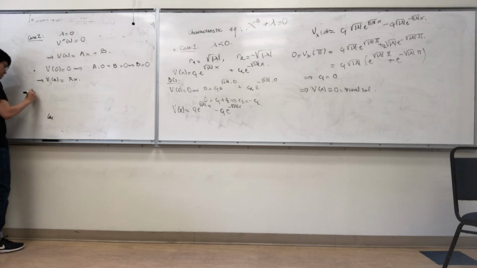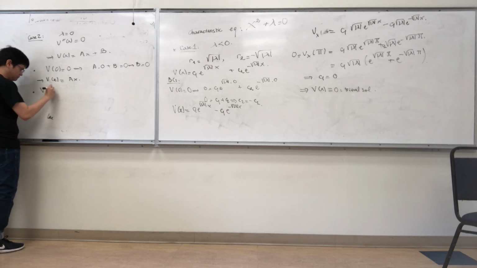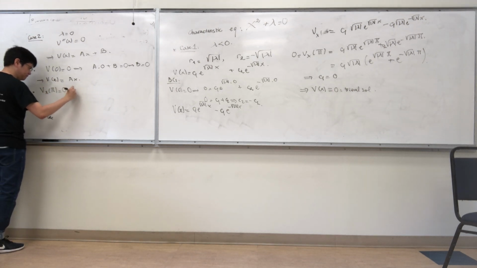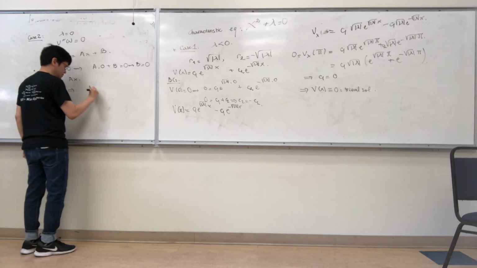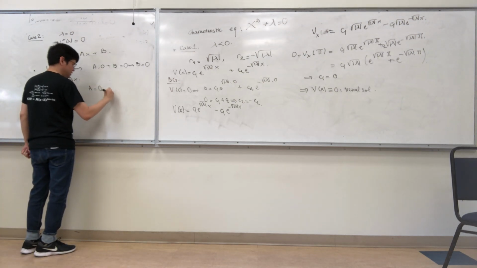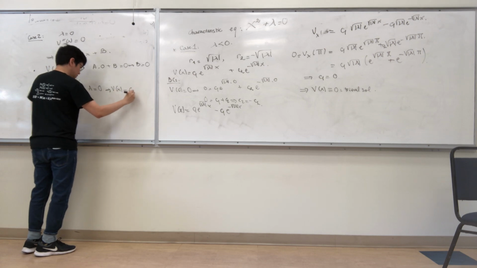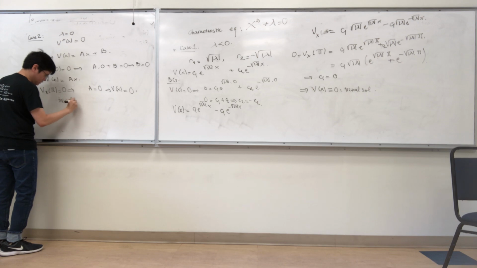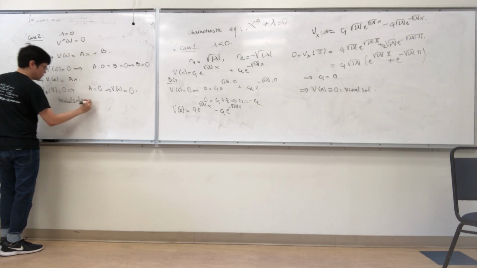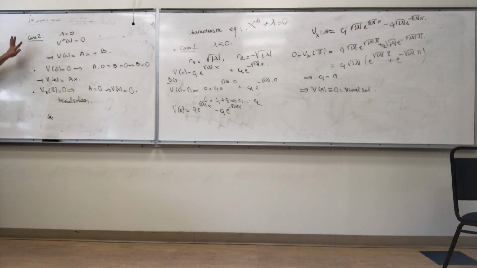Now you're going to consider the second boundary condition. V'(x) at pi is 0, which means that a is 0. So V(x) will be 0. So this is also a trivial solution. So the second case is the easiest case because when lambda is 0, you have a linear solution. You plug the two boundary conditions and you find 0.